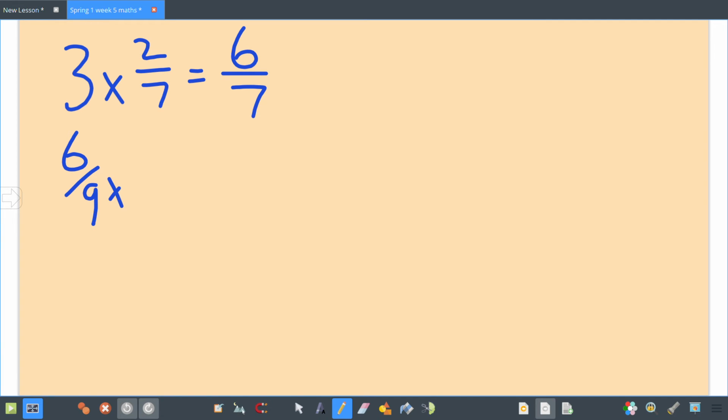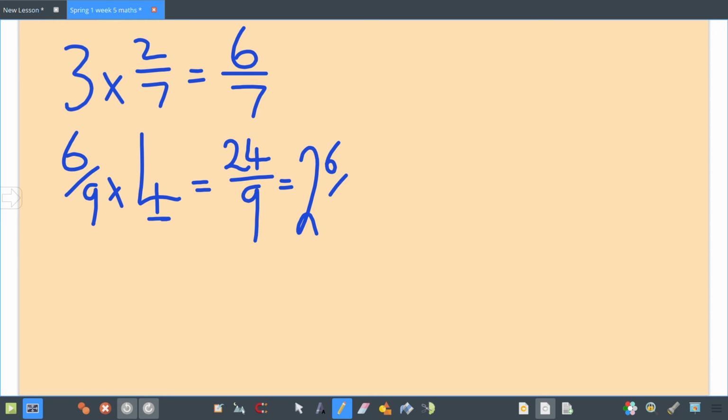6/9 multiplied by 4. Doesn't matter where your whole number is. So again, I'm working in ninths. So I want 4 lots of 6/9. So 4 times 6 gives me 24. Okay, and if I'm feeling clever, I can convert it to a mixed number, which would be 2 wholes, because that's 18, and 6/9.